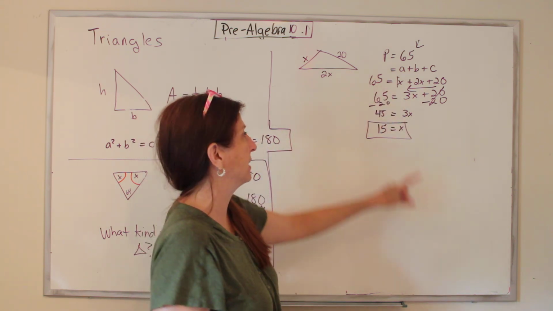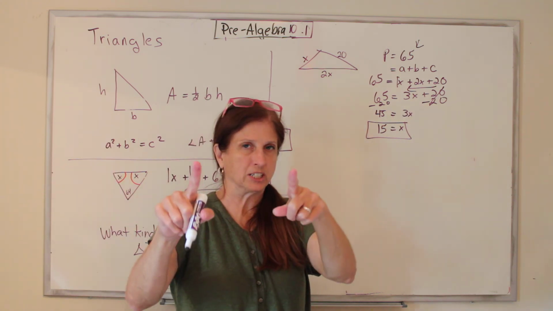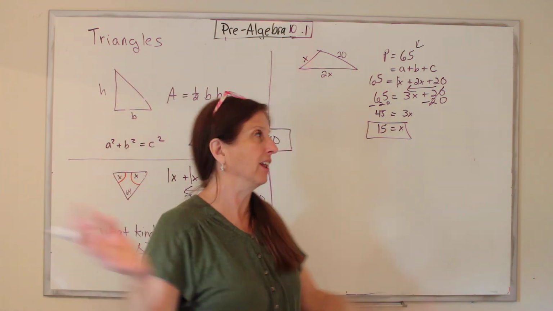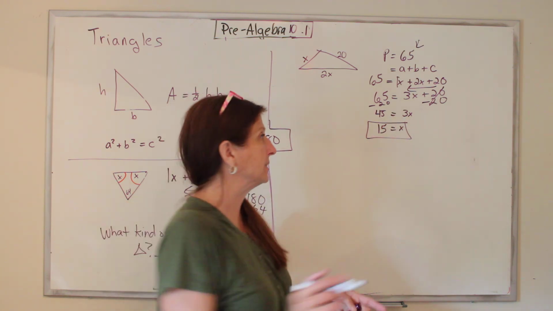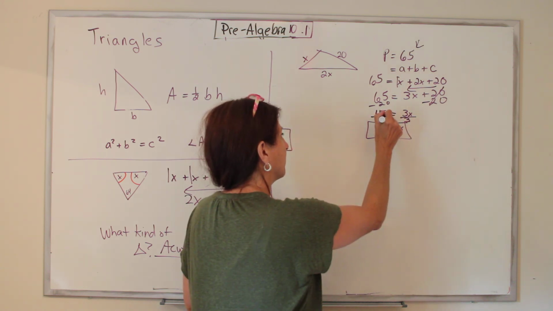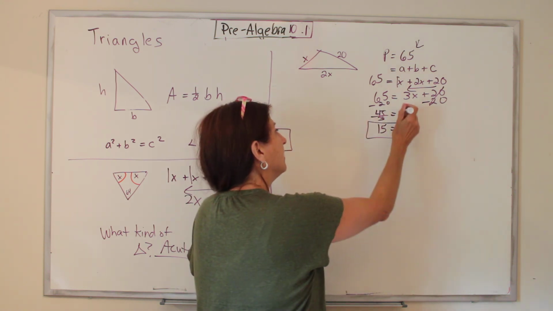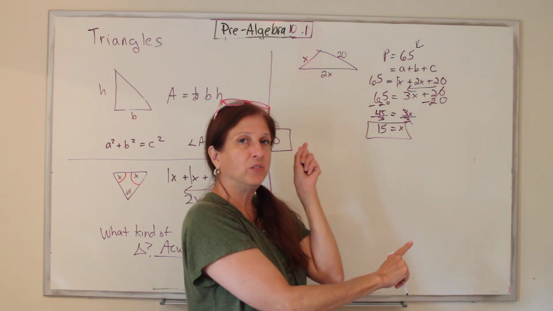I bring down what I didn't mess with, the equals, the 3 and the x, and I ask my question again. Why is x not alone? It's because it's multiplied by 3, so I'm going to do the opposite. I'm going to divide by 3. What I do to one side, I do to the other, these cancel out. 45 divided by 3 is 15.